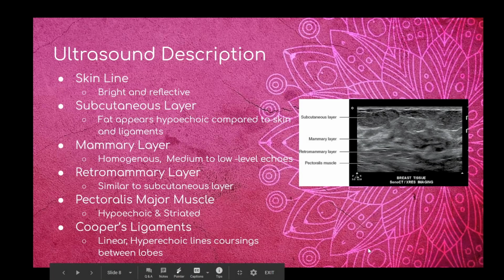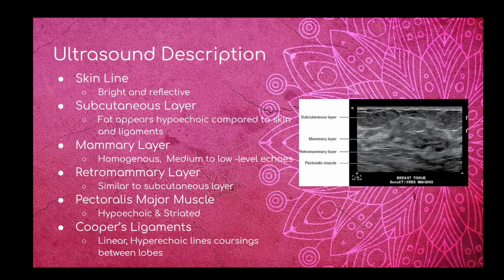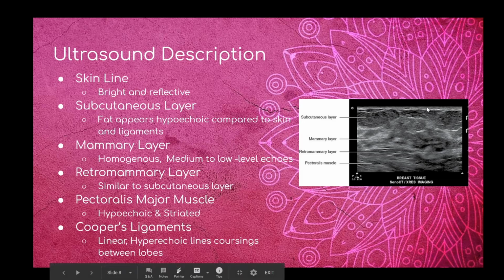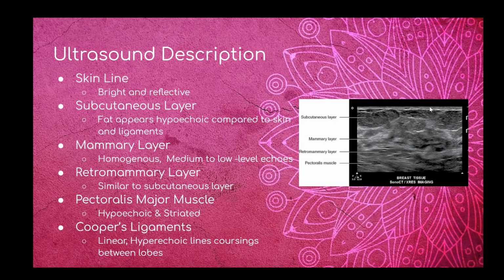So let's talk about what those layers look like by ultrasound. The skin line is usually very bright and reflective. It's very thin. Remember, if you have something sitting in that very superficial area within the skin line, you can use a standoff pad or a giant pile of gel to give you some elevation off the skin, so now you can evaluate that skin line a little bit better.